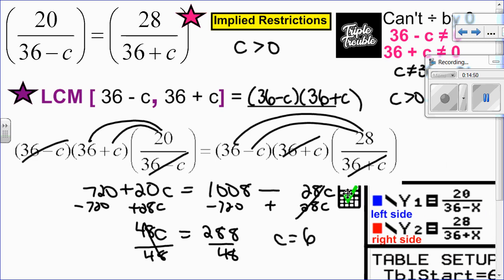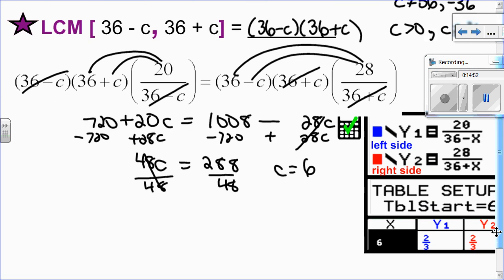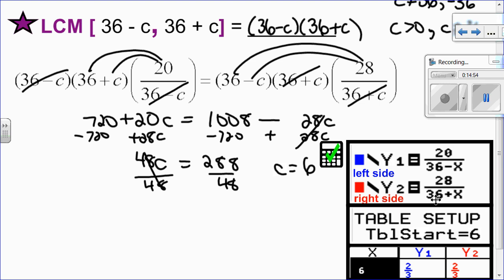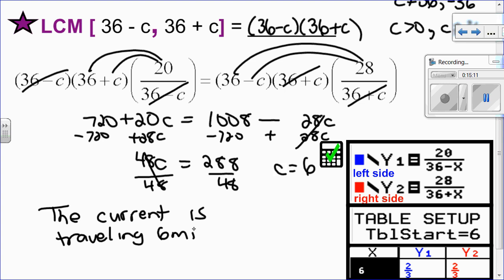So on the calculator, you can see I have left side in Y1, right side in Y2. I start my table, second window at 6, and I do in fact have a match. So let's end with a sentence. So I can say the current is traveling 6 miles per hour. And then we're done.